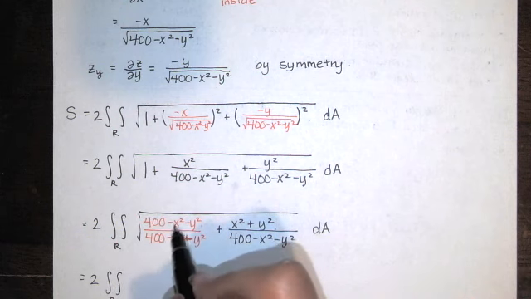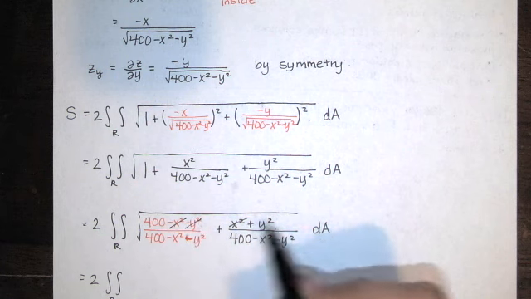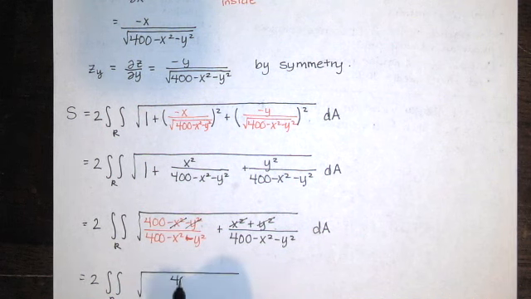Now, when I add the numerators, I have a negative x squared and an x squared, those cancel. A negative y squared and a y squared, those cancel. And so we just end up with this 400 over 400 minus x squared minus y squared.